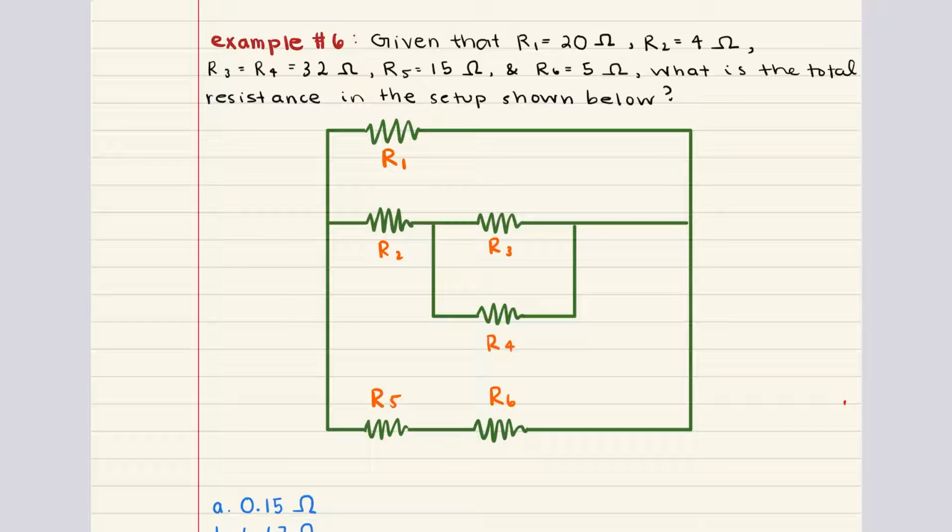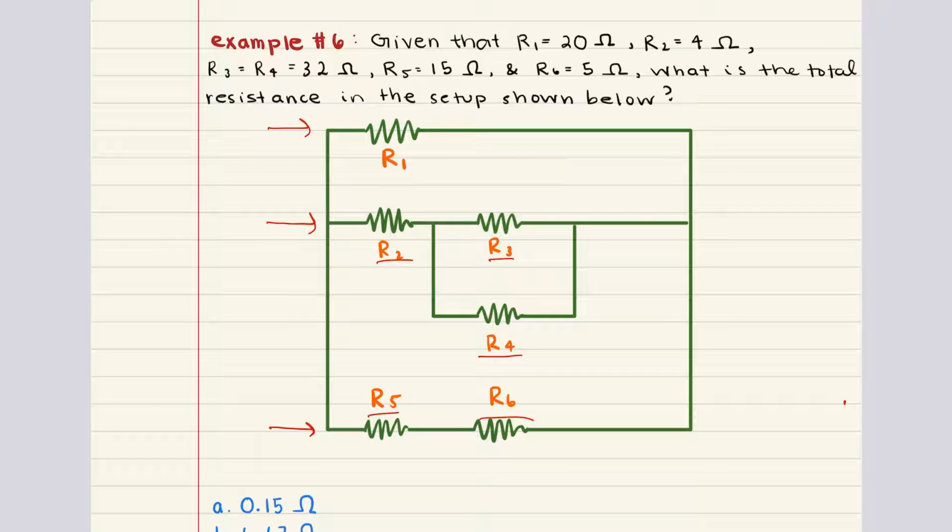Now, the fastest way to tackle these kinds of questions is really just to simplify the circuit bit by bit. For example, notice that R3 and R4 are in parallel with each other, and they are in series with R2. Similarly, R5 and R6 are in series. If we determine the total resistance in this branch and in this branch, then we're going to have a total of 3 branches that are in parallel, and from there we can calculate the total resistance.